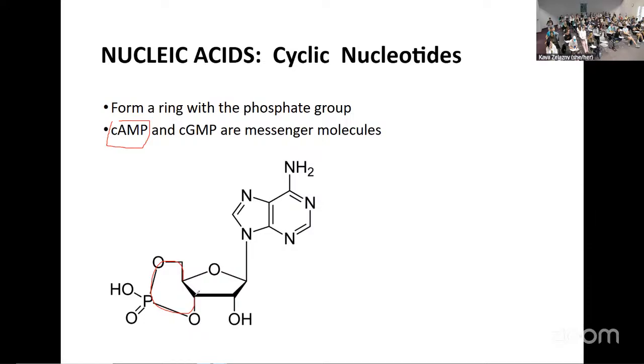And these are going to be used as cellular messengers. So when we talk about pathways in cells or how receptors work, we're often going to be talking about a cell sensing something on the outside of the membrane and then producing a signal inside the cell, usually based on cyclic AMP, to send responses throughout the internal parts of the cell. So that's where we'll see that type of nucleotide come back.